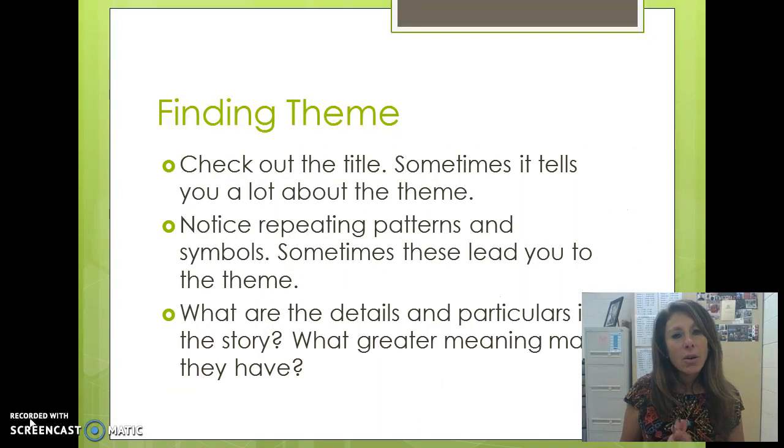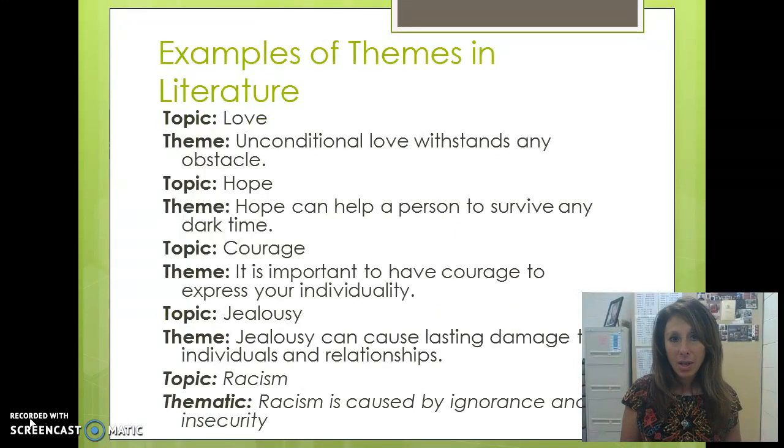So check out the title when trying to figure out the theme. Sometimes it tells you a lot about the theme. Notice repeating patterns and symbols. Sometimes these lead you to the theme. What are the details and the particulars in the story? What greater meaning may these details and particulars have? Here are examples of themes in literature.